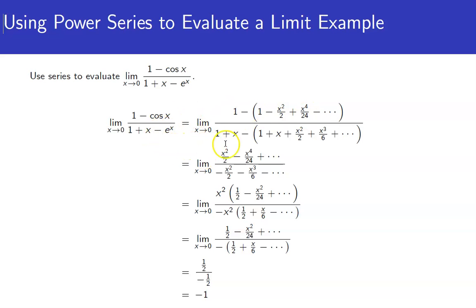Also, our Maclaurin series for e to the x is 1 plus x plus x squared over 2 plus x cubed over 3 factorial, and so on. Remember, the Maclaurin series for e to the x is the sum of x to the n over n factorial.